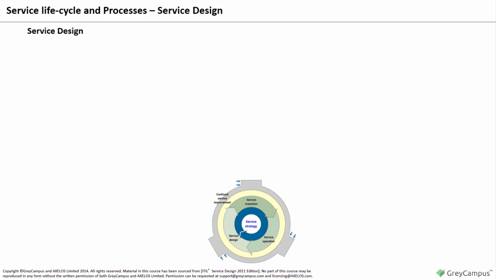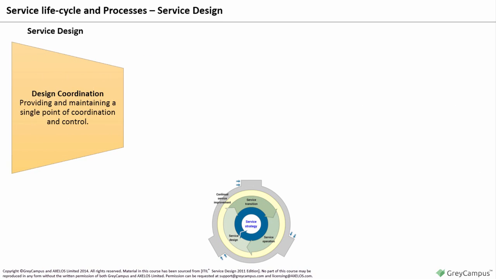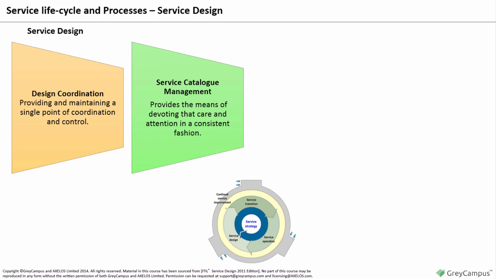Service design has the following 8 processes. Design coordination. To ensure the goals and objectives of the service design stage are met by providing and maintaining a single point of coordination and control for all activities and processes within this stage of the service lifecycle. Service catalogue management provides the means of devoting that care and attention in a consistent fashion, ensuring that the organisation accrues all of the potential benefits of a service catalogue in the most efficient manner possible.